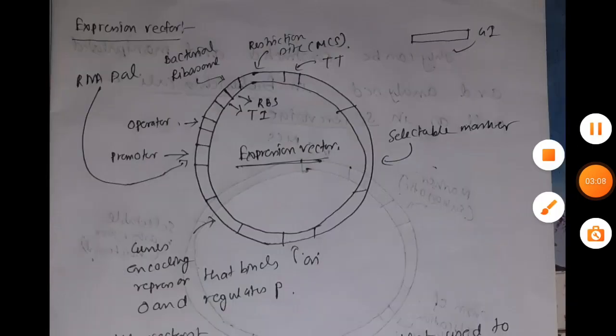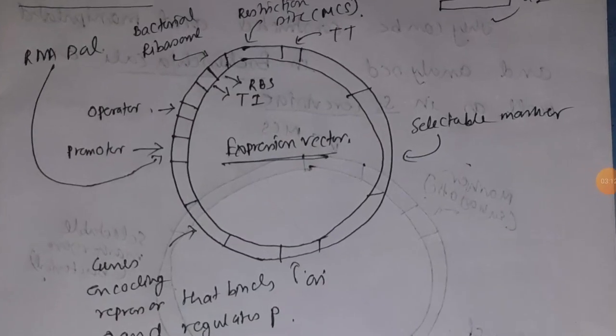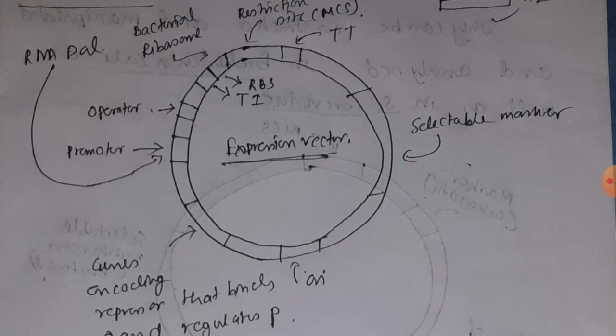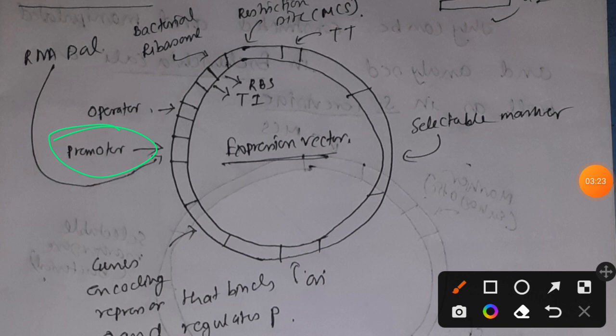This is a drawing of an expression vector. Along with the origin of replication, as you can see here, the selectable marker and MCS are present. Along with these three, it contains a promoter, an operator, and a DNA sequence which on transcription gives you a ribosomal binding site, after a transcription initiation site. Remember it is in DNA form, so for binding of the ribosome, it should be transcribed into RNA. That is why we incorporate the ribosomal binding site after transcription initiation.